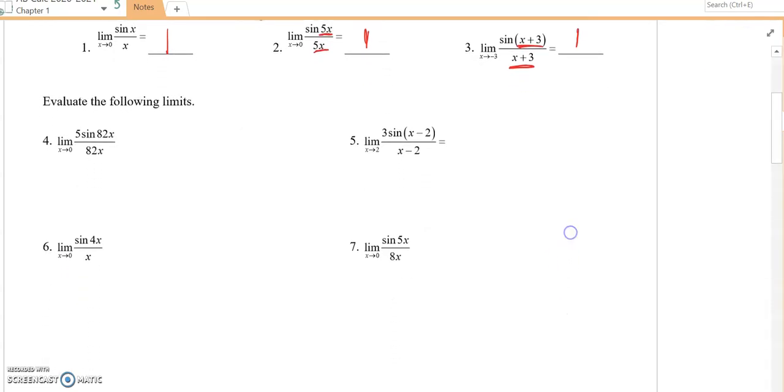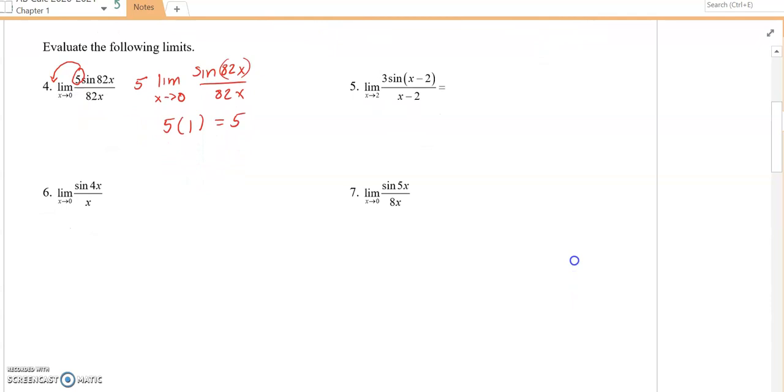So if I go ahead and look at number 4, I can think about my rules of limits where that 5 can go out in front. And I'm really just thinking about this. I'm not going to rewrite this like this all the time in the future, because it's just too time consuming. So I have 5 times 1, and that equals 5. Now I'm going to jump to 6, and I'm going to jump around a little bit, and then I'm going to have you complete some that I don't.